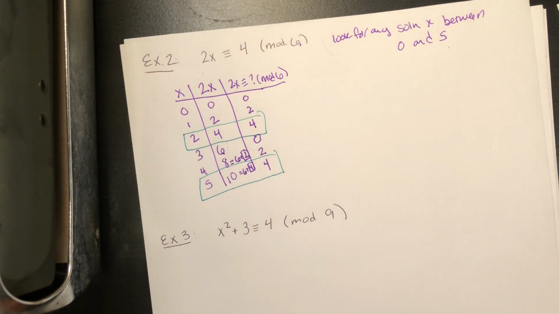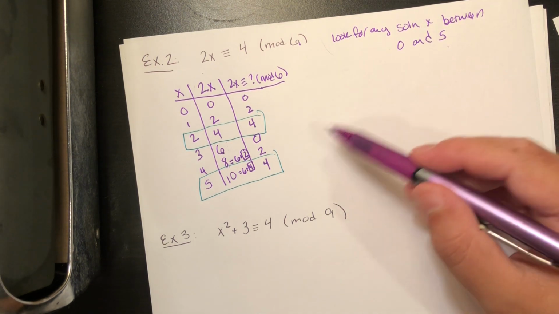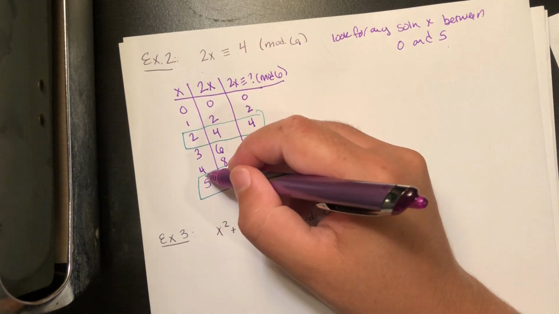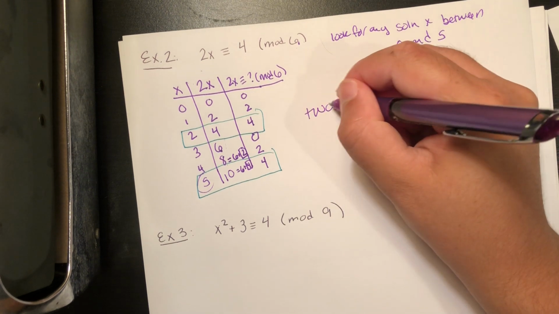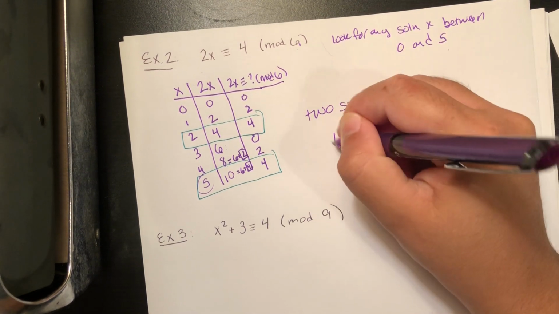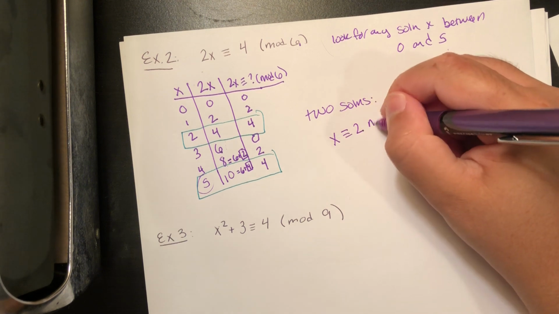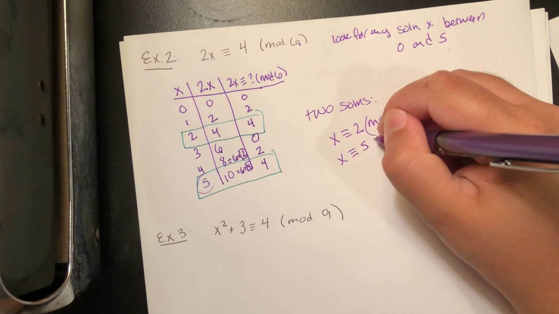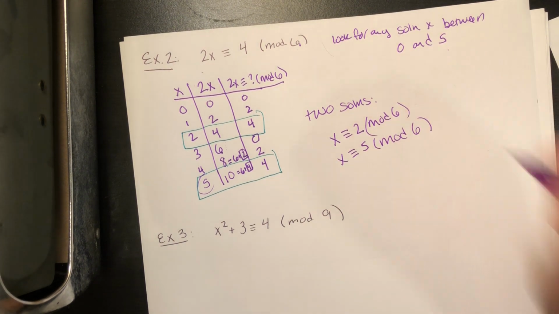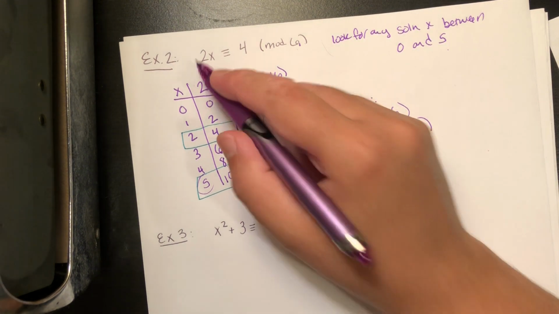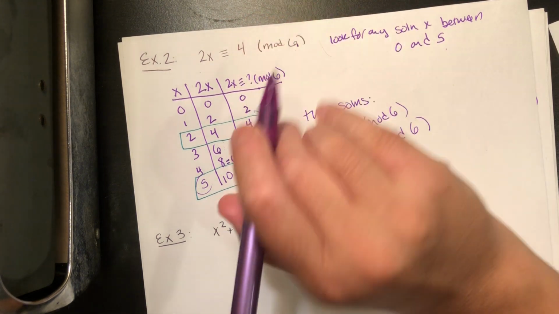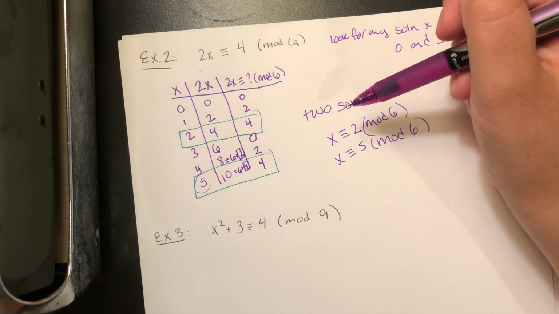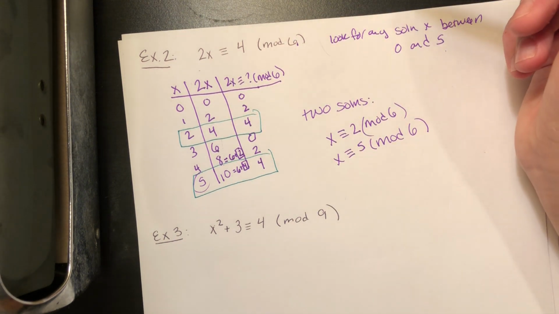There's 2 different x values between 0 and 5 that satisfy that 2x is equivalent to 4 mod 6, namely when x is equal to 2 and when x is equal to 5. X is equivalent to 2 mod 6, and x is equivalent to 5 mod 6. If this were just a regular equation, it would only have one solution. But when you're looking at congruences in modular arithmetic, sometimes you'll get multiple solutions, so you have to go through and check every single one.